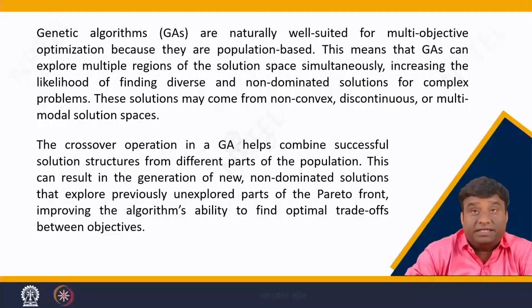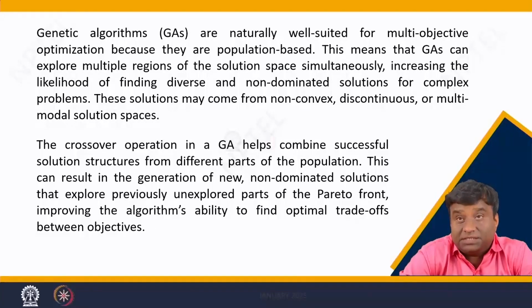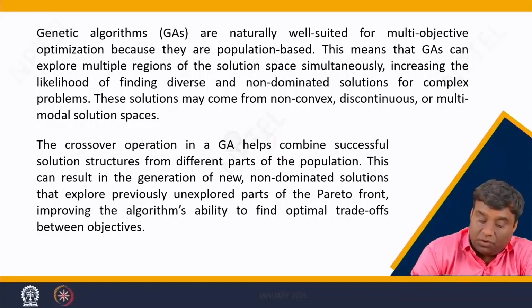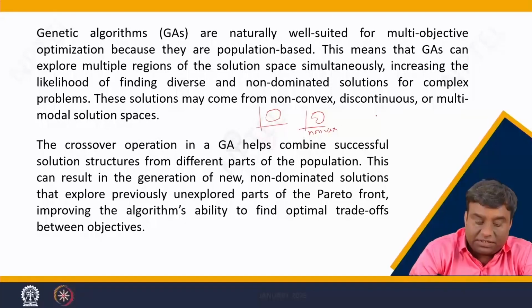So genetic algorithms are naturally well suited for multi-objective optimization because they are population based. This means that genetic algorithms can explore multiple regions of the solution space simultaneously, increasing the likelihood of finding diverse and non-dominated solutions for complex problems. These solutions may come from non-convex, discontinuous, or multimodal spaces. I told you that this solution is convex, and this solution, with an optimal form like that, is non-convex. Discontinuous and multimodal you have understood.